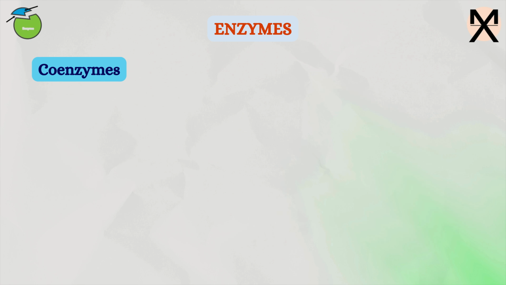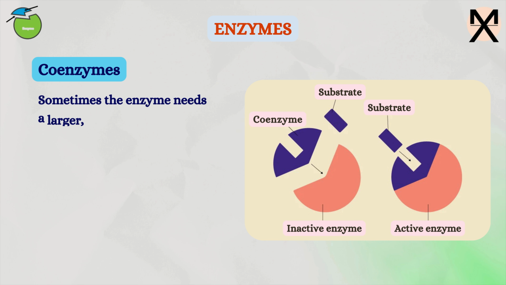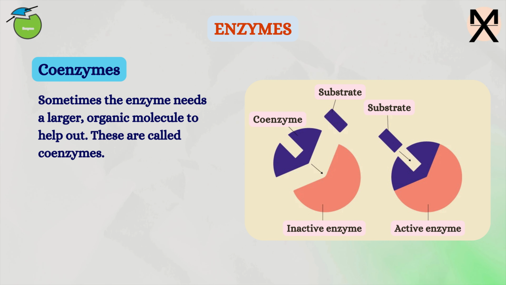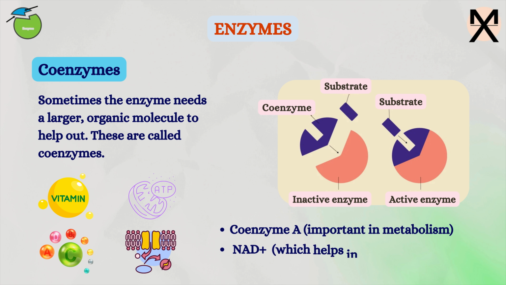Coenzymes. What are coenzymes? Sometimes the enzyme needs a larger organic molecule to help out. These are called coenzymes. Typically, coenzymes are vitamins or their derivatives, like coenzyme A and NAD, which helps in cellular respiration.